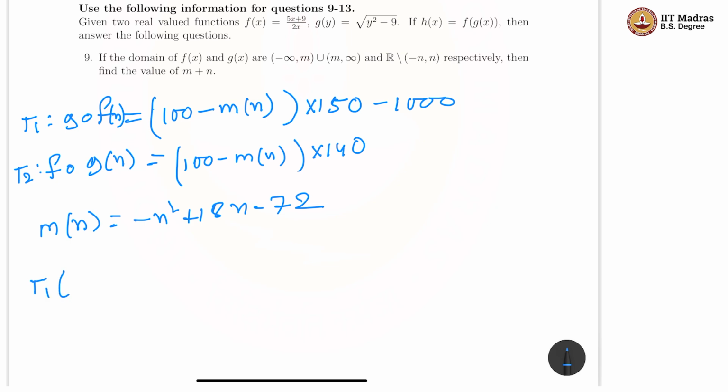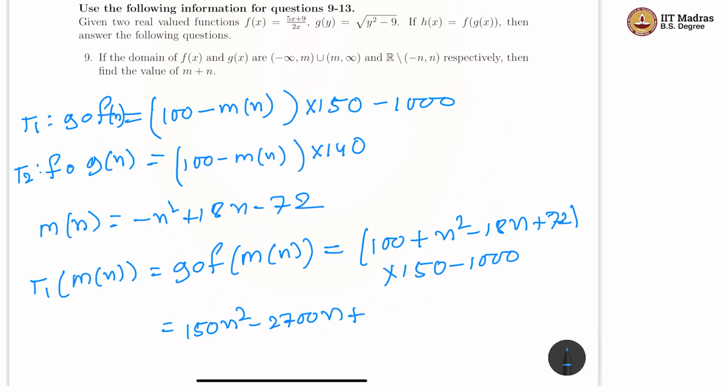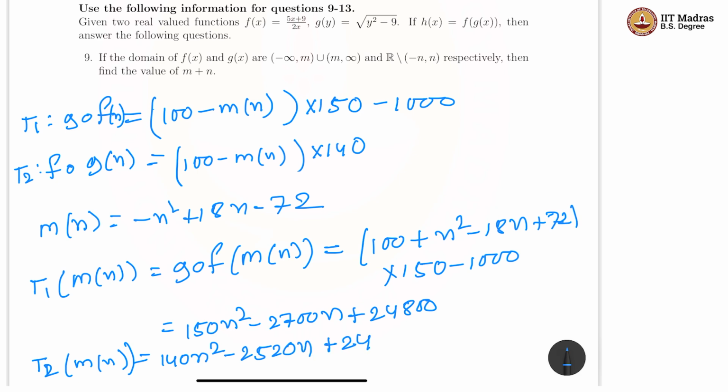So what will be T of Mn? This is equal to G compose f of Mn, right? So we can put the value of m here, so we will get this one, plus 72 into 150 minus. So we can calculate and simplify it. Then we will get 150 n square minus 2700n plus 24800. Similarly, we can calculate T2 of Mn. This will be 140 n square minus 2520n plus 24080. So these are the functions f compose g and g compose f.